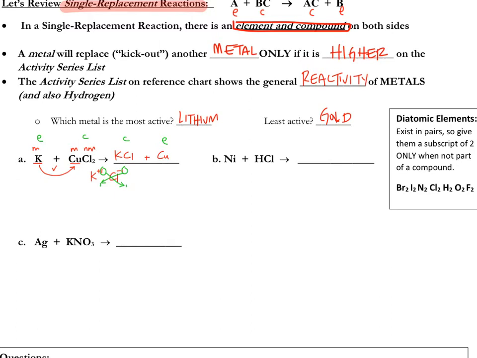Okay, so first of all, we're going to identify what's a metal, what's a nonmetal. So Ni is a metal. Hydrogen is technically a nonmetal, but because it acts like a metal, we're going to say it's a metal, and chlorine is a nonmetal. So I'm comparing, I need to look at nickel and hydrogen. So I'm going to refer back to my list. So that means that this reaction is going to take place.